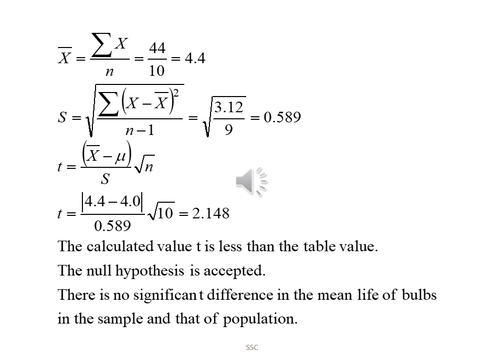The main t-test formula is x bar minus mu divided by s by root 10. We should substitute these values in this formula. 4.4 minus 4, where 4 is the population average given in our question. Simplifying the difference, the final value is 2.1. The calculated value of t is less than the table value, so the null hypothesis is accepted. The inference is that there is no significant difference between the life of bulbs in the sample and the population.